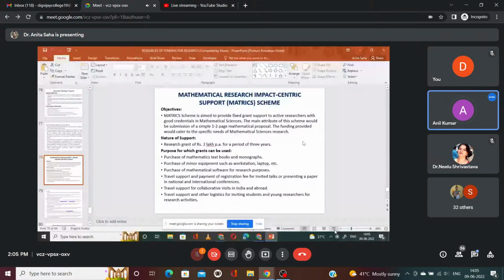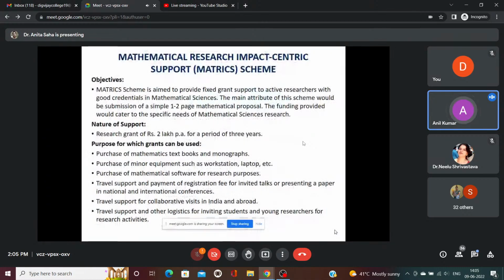Yes, they are also supporting the mathematical research program, and under this scheme they are providing a research grant of rupees 2 lakhs. Under different schemes you can apply for the purchase of different software. The software is very costly for mathematical or statistical computations. But under this specific scheme, the matrix, you can apply for 2 lakh rupees per annum support for 3 years. The next one.